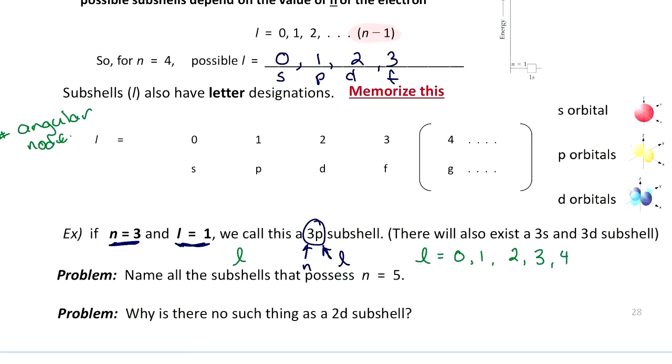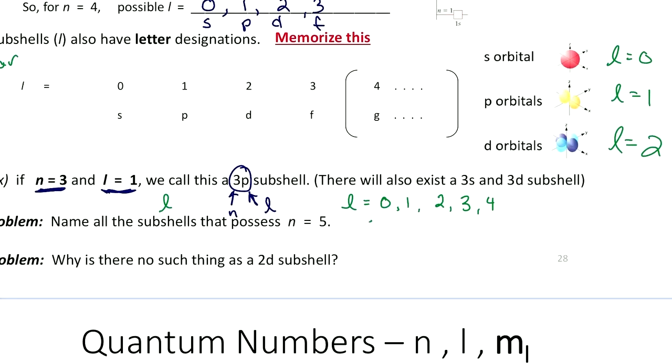All of those numbers have letters too. So if we actually want to name the subshells, this will be a 5s orbital, a 5p orbital, a 5d orbital, a 5f orbital. That's our L equals 3, and then finally L equals 4. After f, it just goes in alphabetical order, so a 5g orbital. That would be possible.